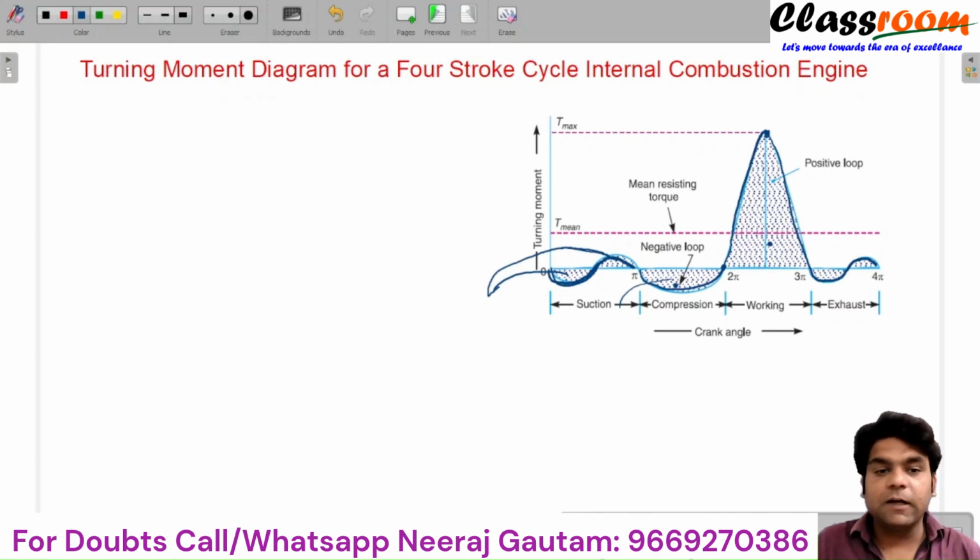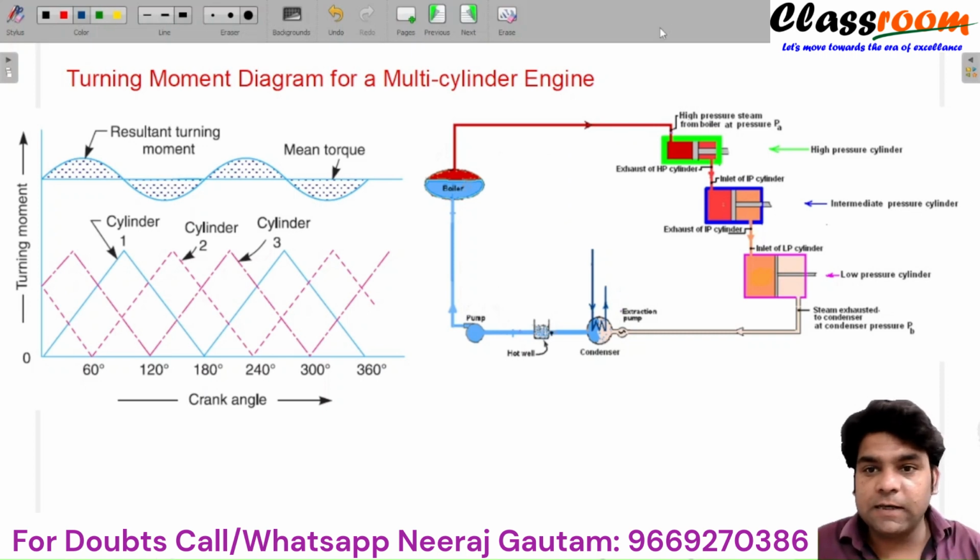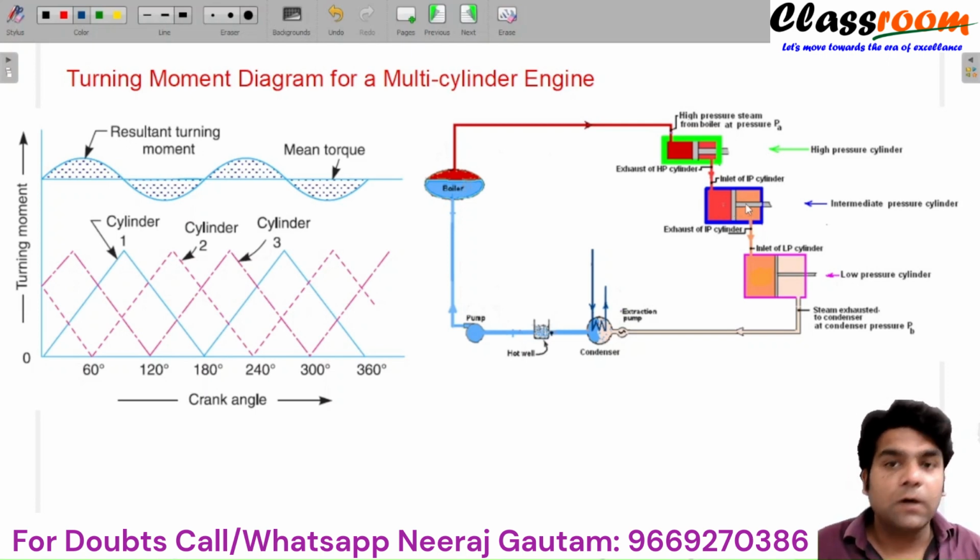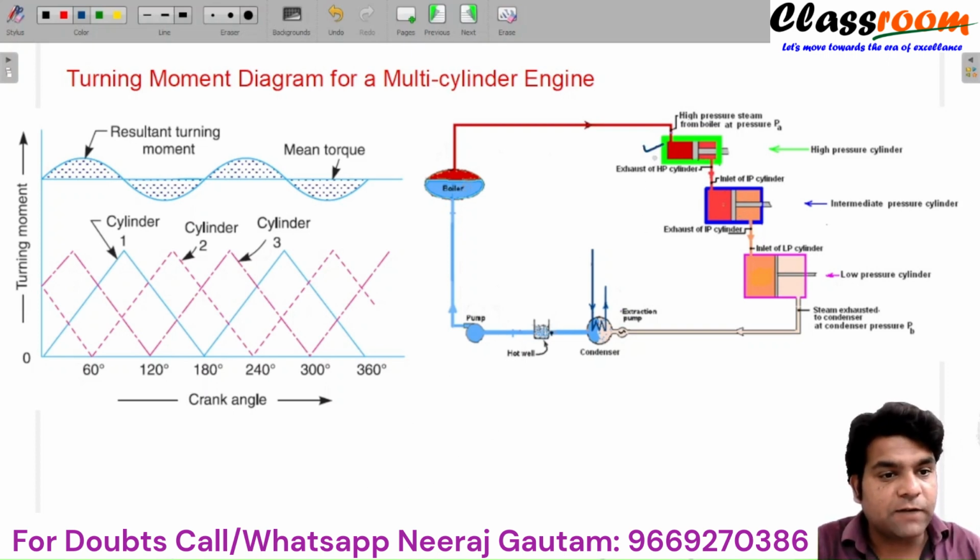Now we will see the turning moment diagram for a multi-cylinder engine. Here is the turning moment diagram for a compound steam engine having 3 cylinders. You know that in a compound steam engine, the exhaust of one cylinder goes in as the inlet of the lower pressure cylinder. So here you can see this green one is the first cylinder, the high pressure cylinder, this blue one is the intermediate pressure cylinder, and this pink one is the lower pressure cylinder.